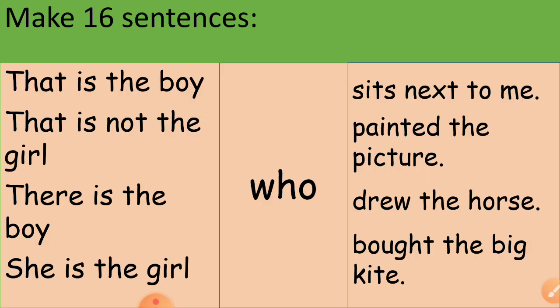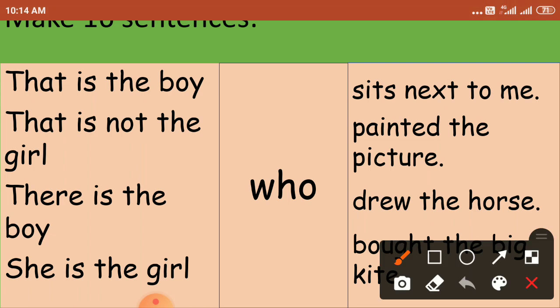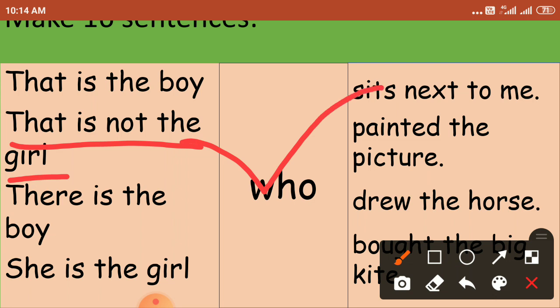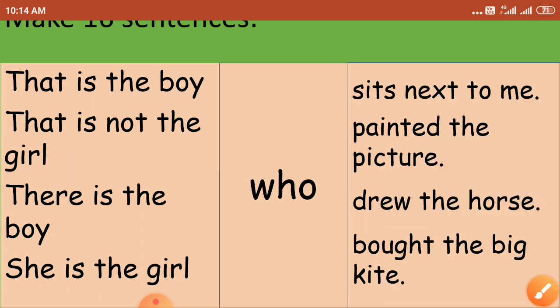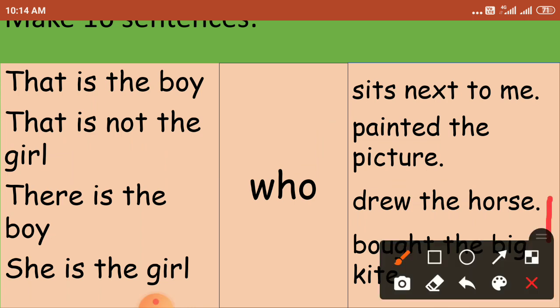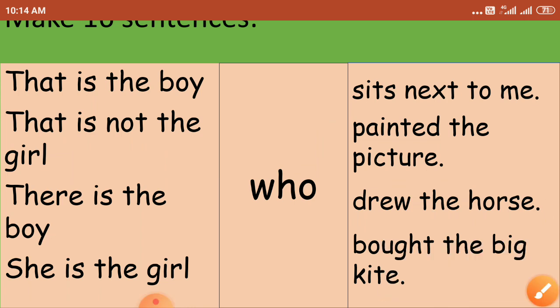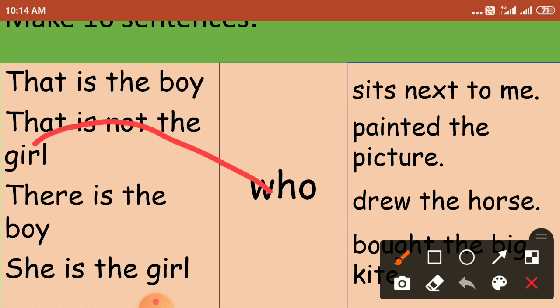Now just see the table once again. Now we are going to frame the sentences with this second group of words. And it is, that is not the girl who sits next to me. That is not the girl who painted the picture. That is not the girl who drew the horse. And then the last sentence we can make is, that is not the girl who bought the new kite.